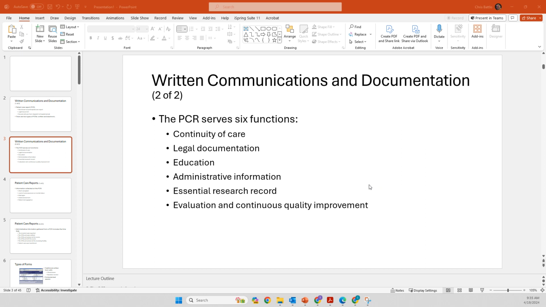It's a legal document. Patient accuses you of not doing something or of doing something, or states something wasn't what it is, or a nurse says something didn't happen. There's your written documentation of what happened.